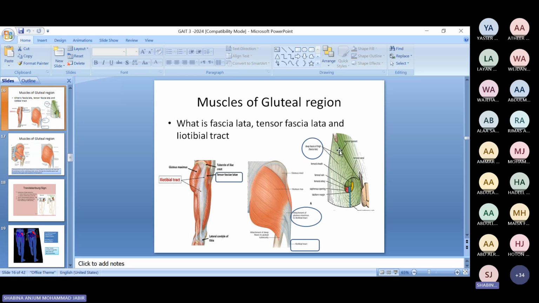Then you will see that this deep fascia is thicker here, laterally, and it is attached from the iliac crest to the tibia. Can you see this white line, this white fascia? This is also a part of deep fascia, which is attached from the ilium to the tibia. It is called the iliotibial tract.